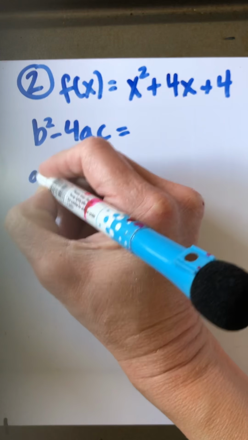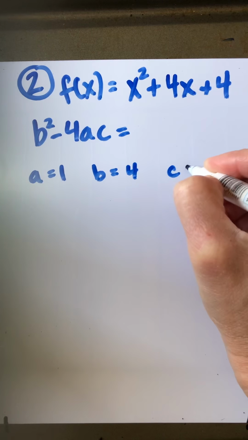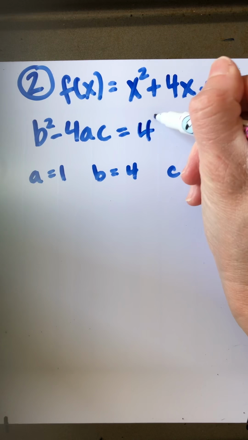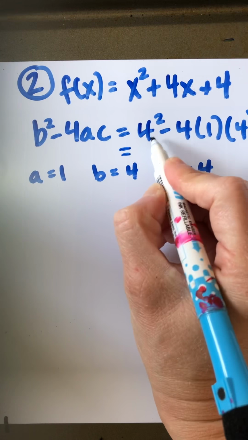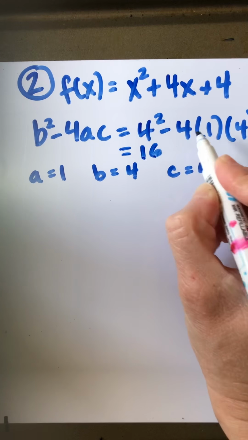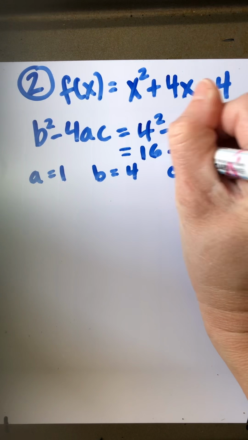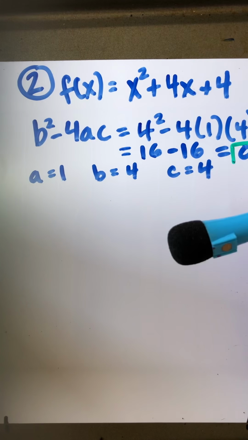So for this quadratic, a is 1, b is 4, and c is 4. So b squared would be 4 squared minus 4 times 1 times 4. So when I simplify this, I have 4 squared, which is 16. 4 times 1 times 4 is 16. So I have 16 minus 16, which is 0. So the value of my discriminant is 0.